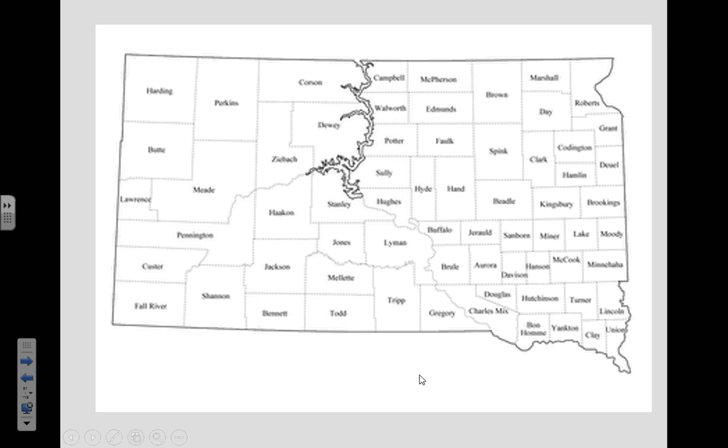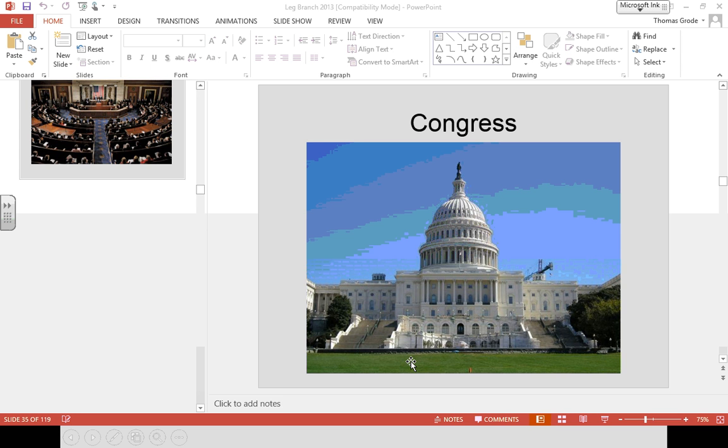Now, South Dakota only has 1 member, so they represent the entire state. Sometimes when a state gains a member, like Texas has gained a few, they have to redistrict. And when they redistrict, they have to draw up those district lines within the state. Now let's say that this is South Dakota, and let's say that South Dakota picks up one more seat.